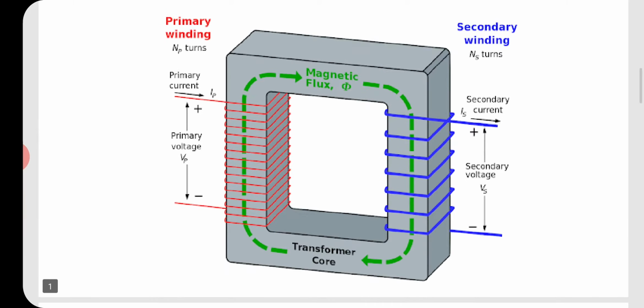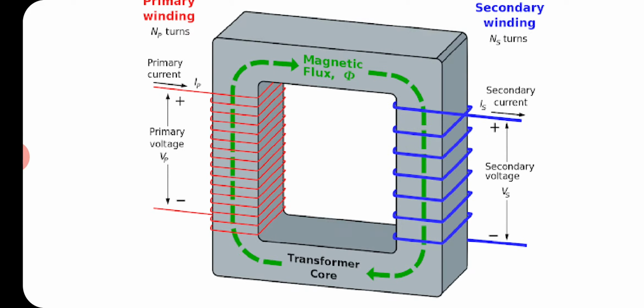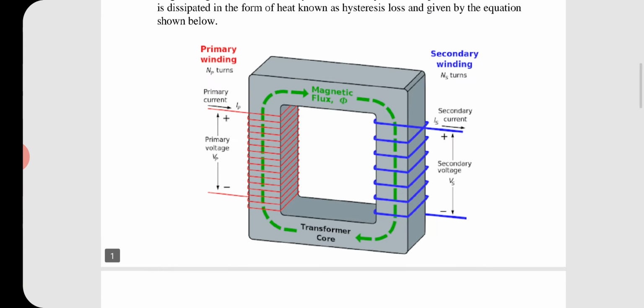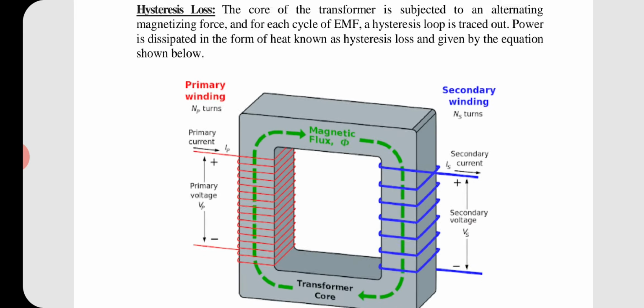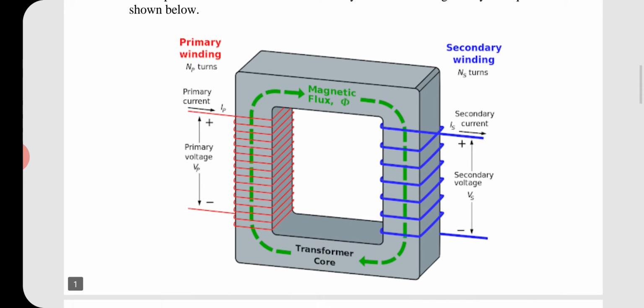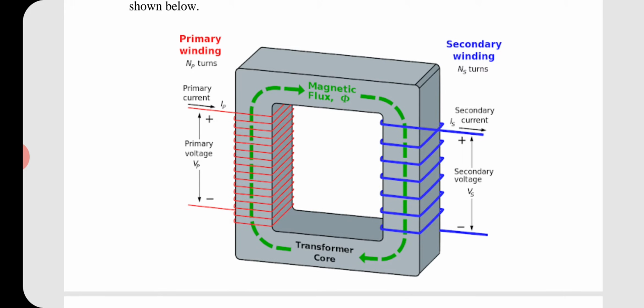So what happens is this reversal of flux, in any part of the core, takes some amount of power, and this loss is known as hysteresis loss. So what is hysteresis loss? The reversal of flux consumes some amount of power, and that consumed power is known as the hysteresis loss in the transformer.